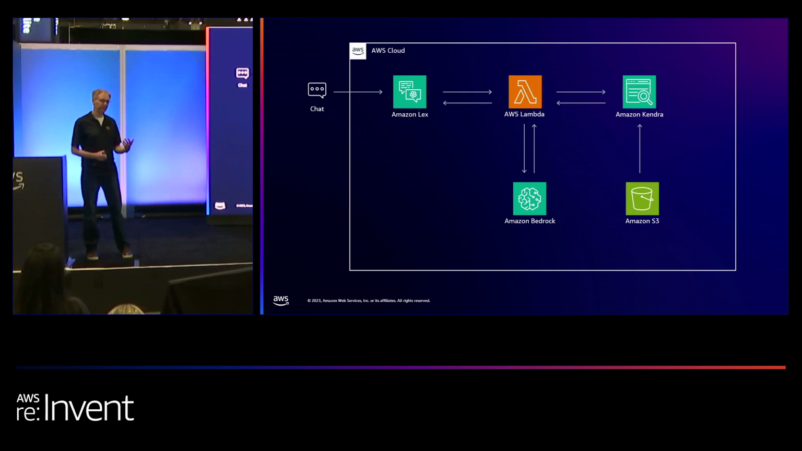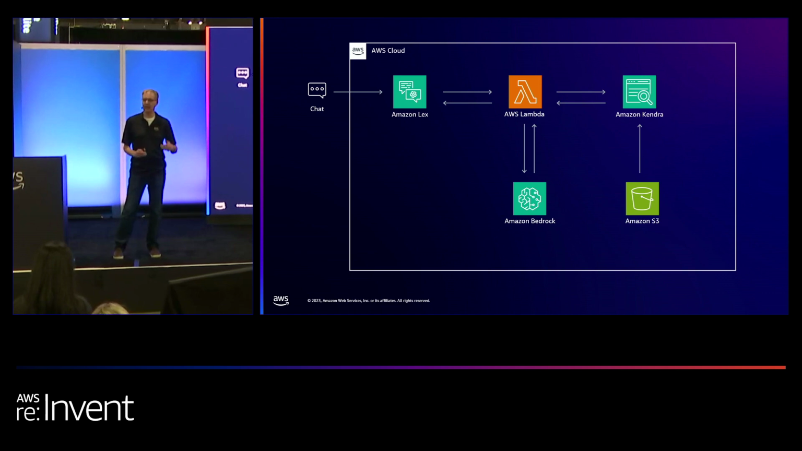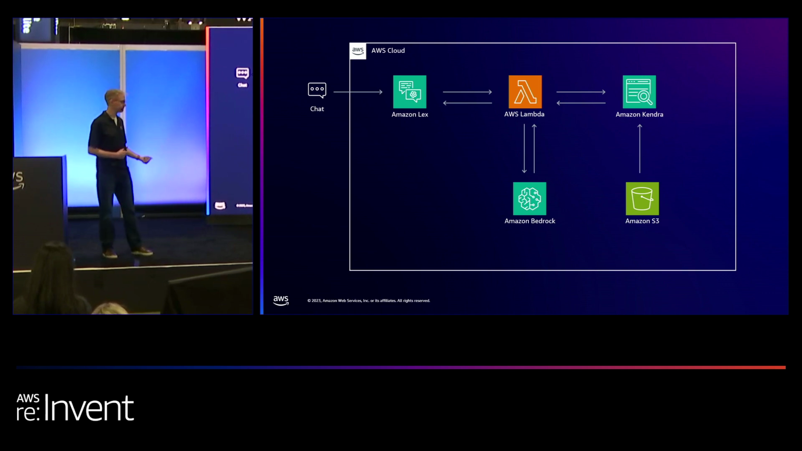And when a request comes in, I want to first query my knowledge base to find any matching content to that query. I then want to send that content off to my large language model, to Amazon Bedrock, and I want to say, okay, given this context, answer the user's question.